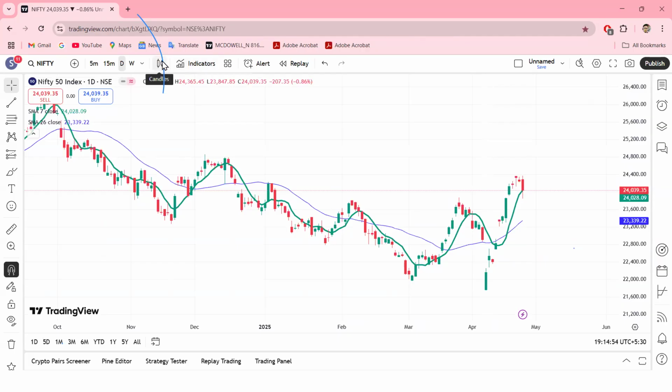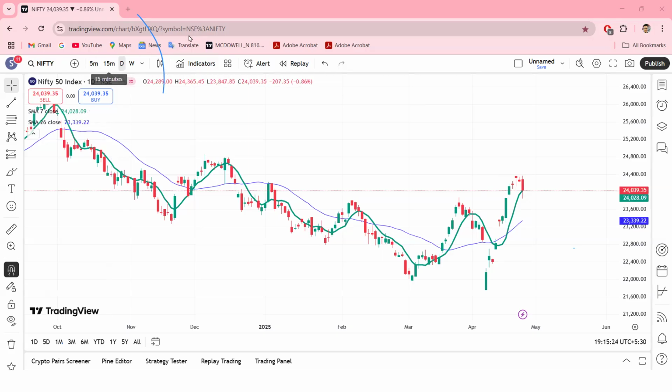Someone has drawn this line, so I would request you to please remove the line. Okay, so we can see stocks also. You can tell me the stock name, I can search for you. Okay, which one? Dixon Technology. Okay, we'll search Dixon.